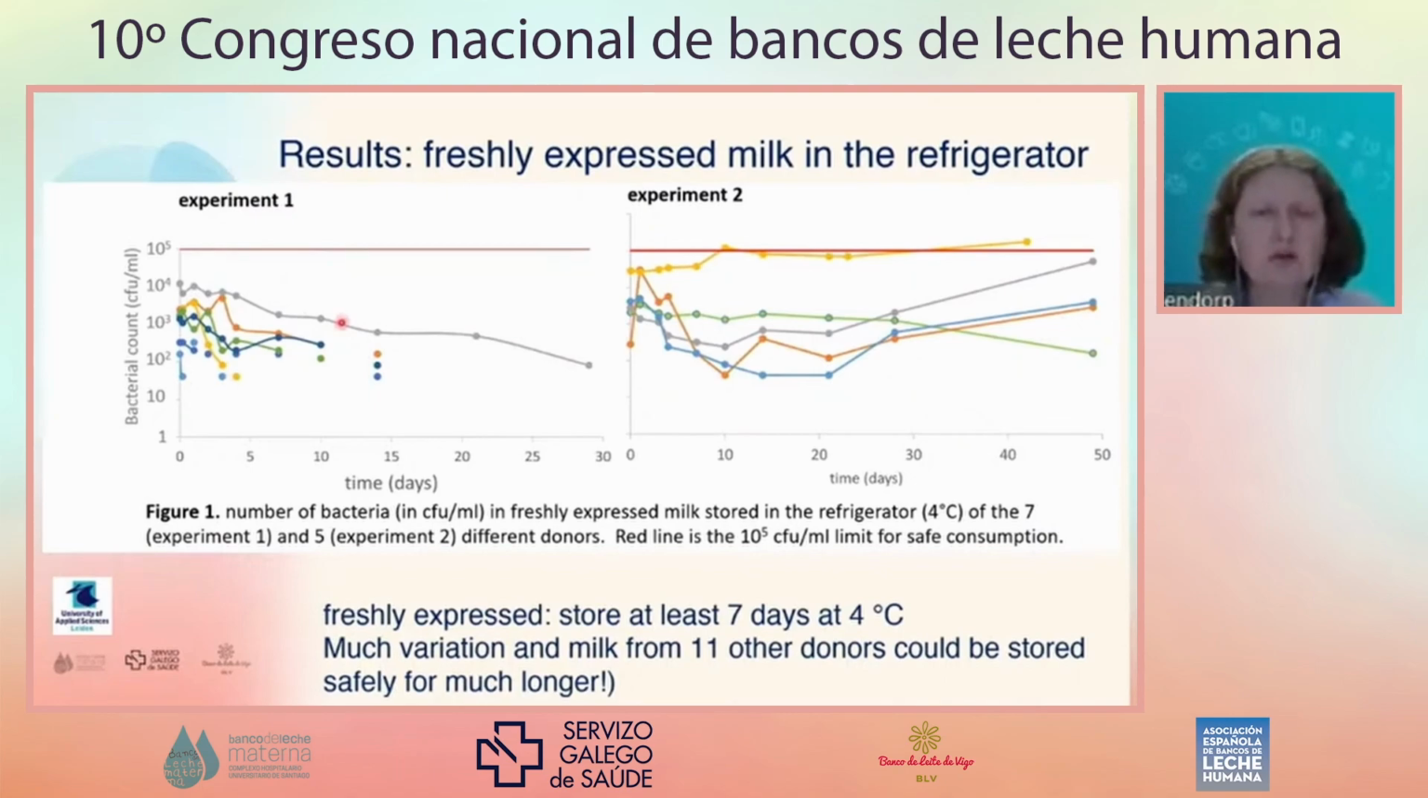This experiment 1 was a few years ago. I presented it a long time ago. And experiment 2 was the experiment from last year. So it's different students and different mothers. And more or less you see the same.